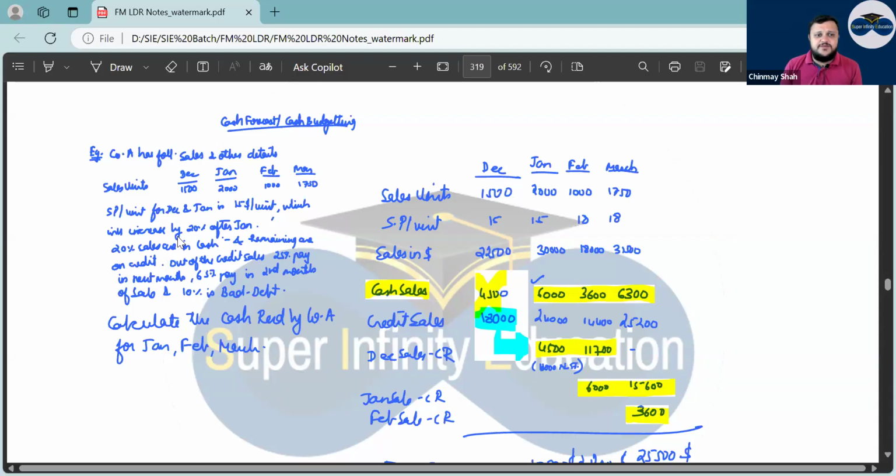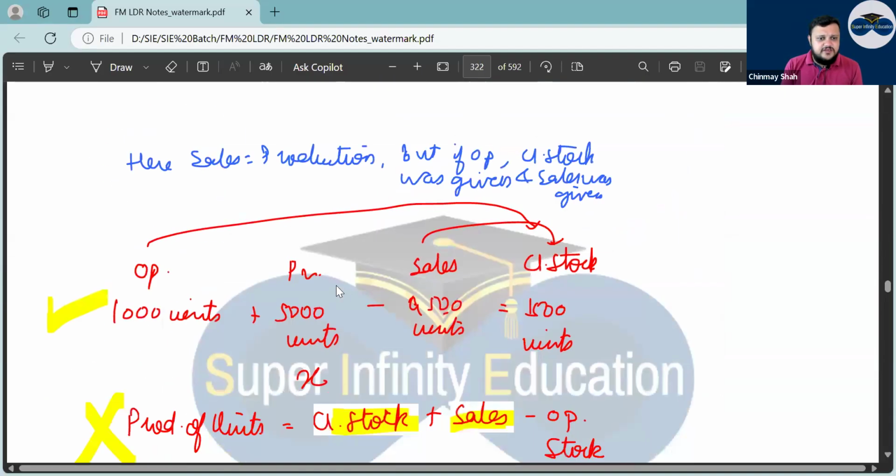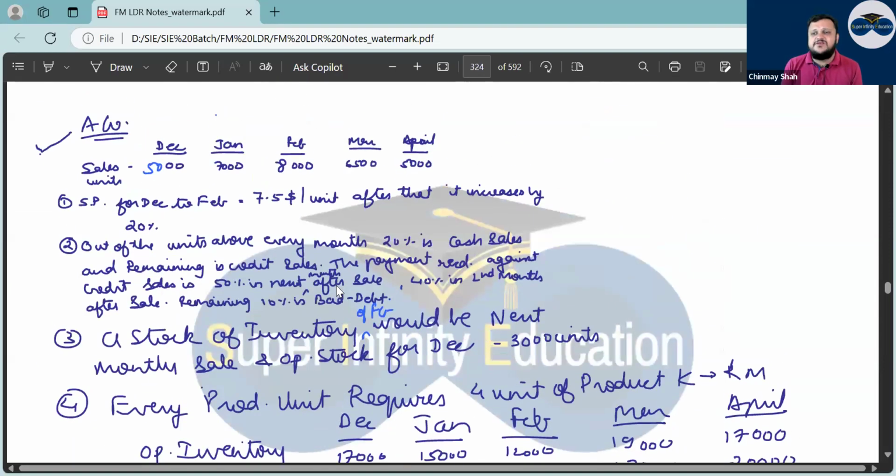Have a look. Company A has the following sales and details. In this, what will happen? Opening balance of cash will be given to you, and you have to do the calculation for 2 or 3 months. There is no such question in your book, but I have given one question to you. This is the question that I generally give in class.